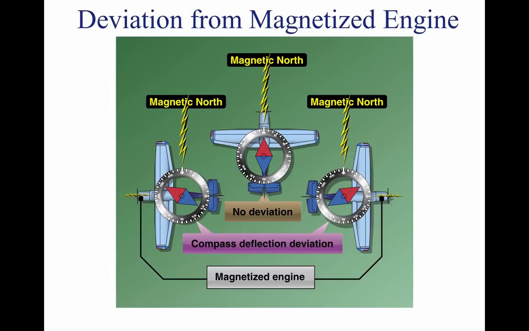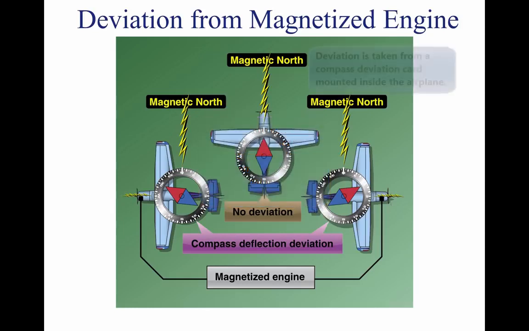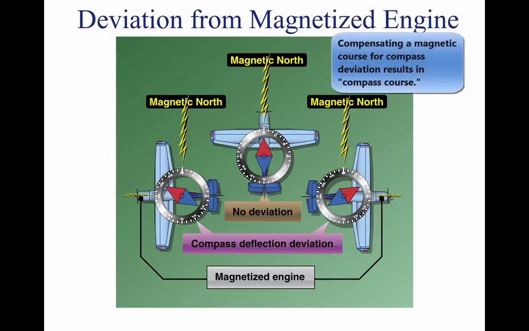Magnetic deviation. Because each aircraft has its own internal effect upon the onboard compass systems from its own localized magnetic influencers, the pilot must add or subtract these influencers based upon the direction he or she is flying. The application of deviation, taken from a compass deviation card, compensates the magnetic course unique to that aircraft's compass system, as affected by localized magnetic influencers, and it now becomes the compass course.